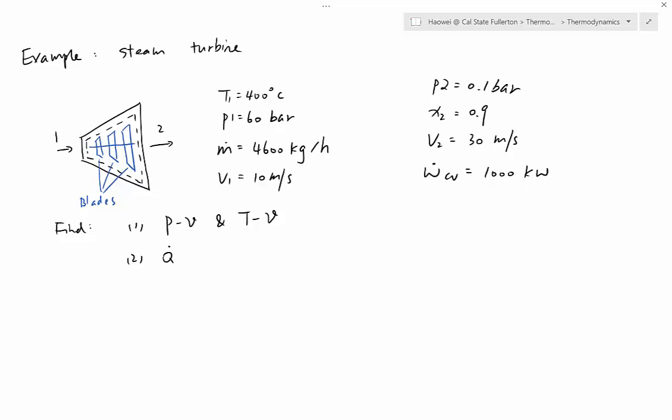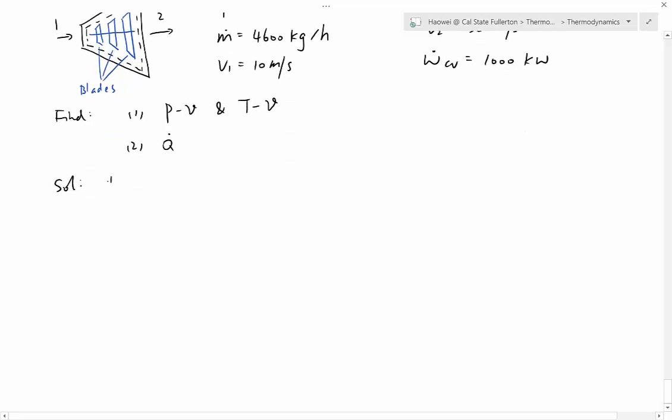V2 is equal to 30 meters per second, and W dot CV, the power generated by the blades, is 1000 kilowatts. W dot CV, like we said before, comes from moving parts. And in this example, you do have moving parts, which are the blades. They're rotating. So W dot CV for this problem is not equal to 0. What we're looking for is, first, sketch the process on a P versus nu and a T versus nu diagram. Second, find the heat transfer rate Q dot. Okay, let's start from part one, the two diagrams.